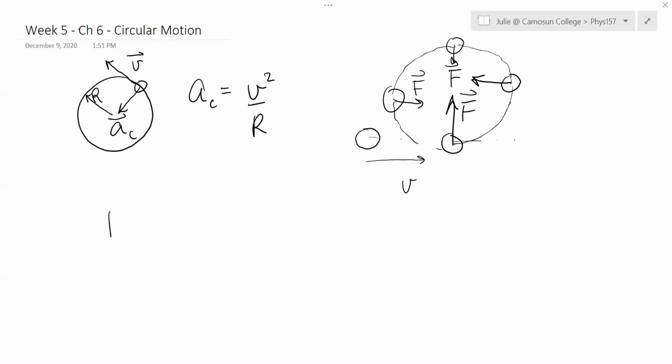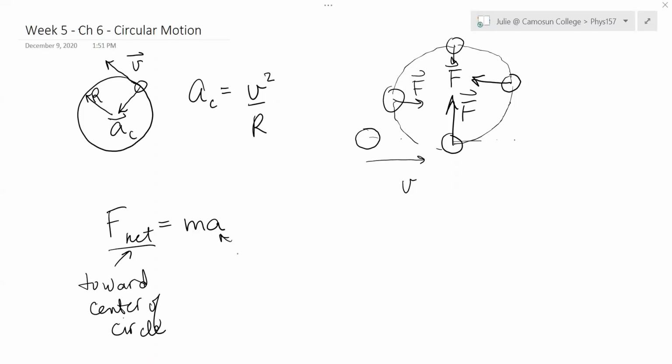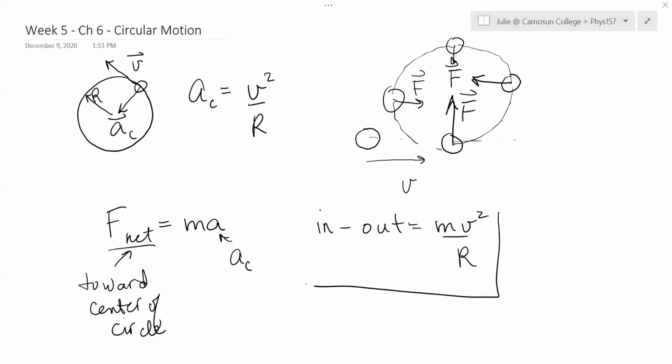So Newton's second law for circular motion is F net equals ma. When this thing is going in a circle, the force is not just left, right, up, or down. It's always toward the center. So the net force has to point toward the center of the circle, and this becomes the centripetal acceleration. The way I like to write this is in minus out equals mv squared over r. That's the working form of Newton's second law for circular motion. In means towards the center, and out means away from the center. As long as the towards is bigger than the away, the thing is going to go in a circle.